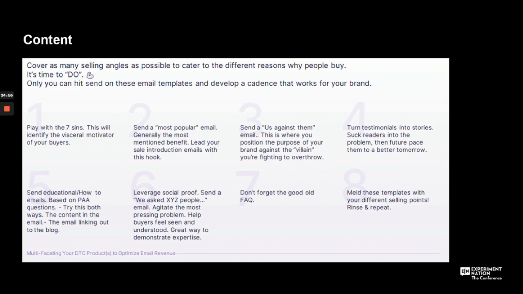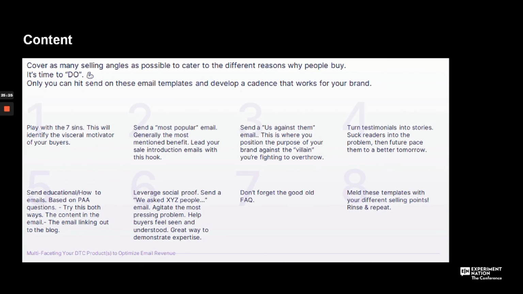Then send an us-against-them email. This is where you position the purpose of your brand against the villain. The villain is not somebody who is an actual villain. The villain is an entity that stands for a philosophy that is absolutely against what you, and hopefully by association, your buyers as well, stand for. Quick examples of these are big beauty, big pharma, so all of that.